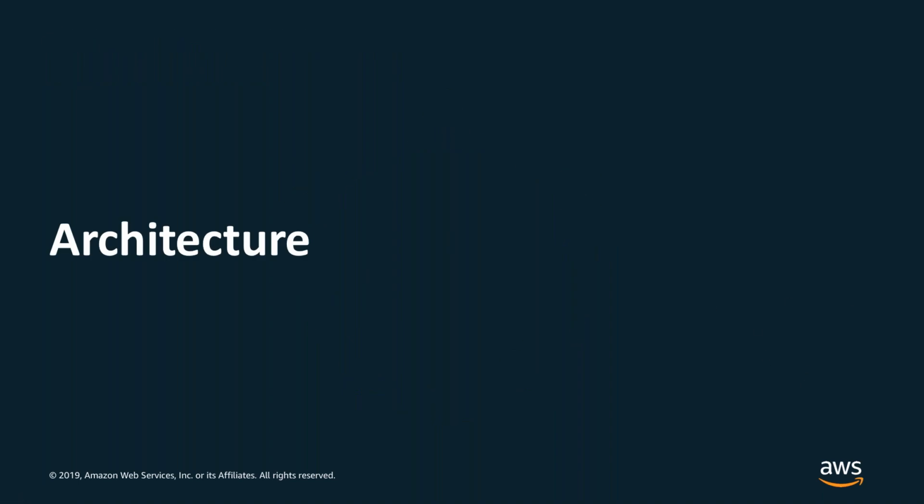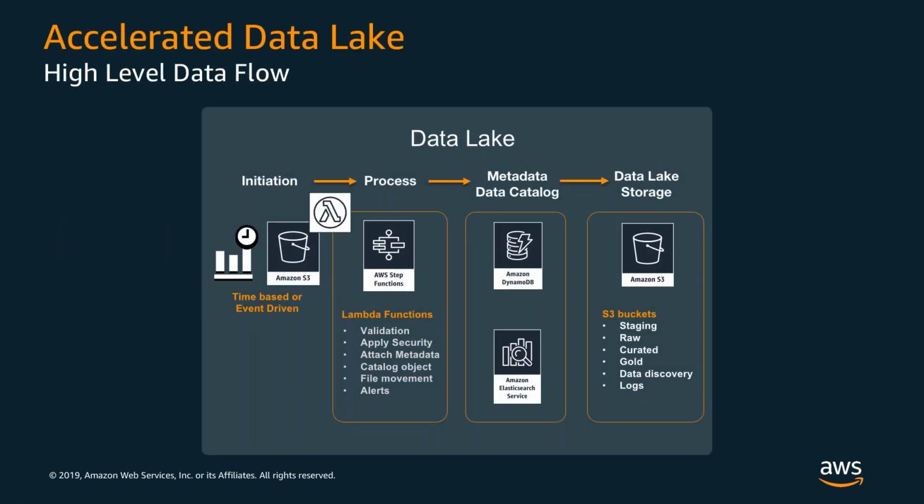Let's now take a look at the architecture of the accelerated data lake solution, beginning with the high-level data flow. The solution is broken up into 4 stages. The first stage is the initiation stage, where a data file is processed either at a particular time or the moment it arrives in S3 using AWS Lambda, our serverless service. Then there is our processing stage, which is the repeatable process where the onboarding of data into the data lake actually occurs.